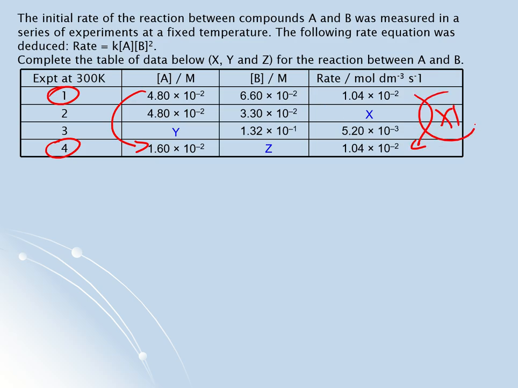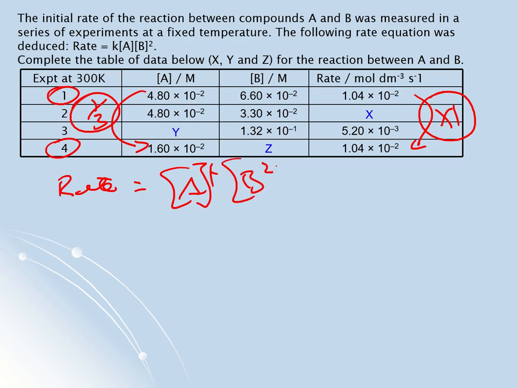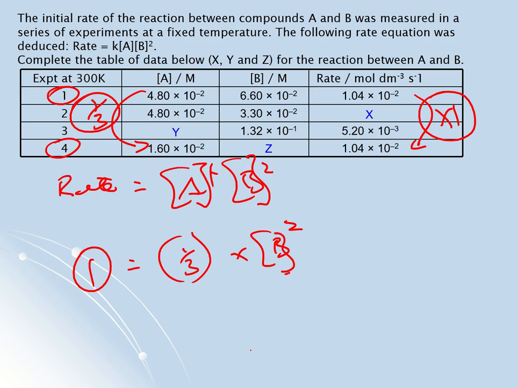So the rate conveniently has stayed the same, so I'm going to put in times 1 there. The concentration of A has gone down by a factor of 3, so that's a third. So for my rate, I'll just write this out again: A to the 1, B squared, rate 1, change in A is a third to the 1, so just a third, multiplied by B squared. We're trying to find out what that is.